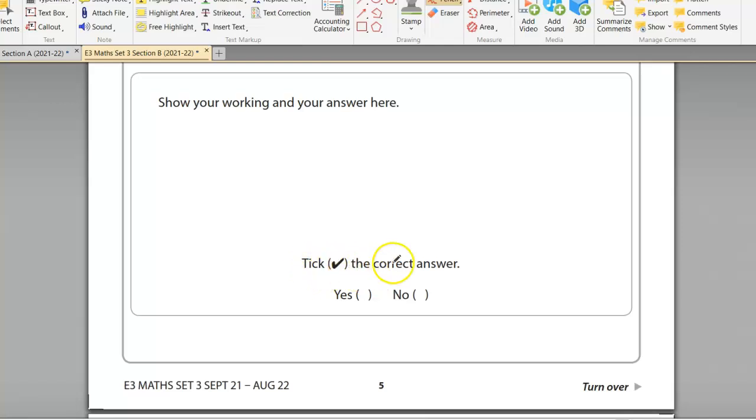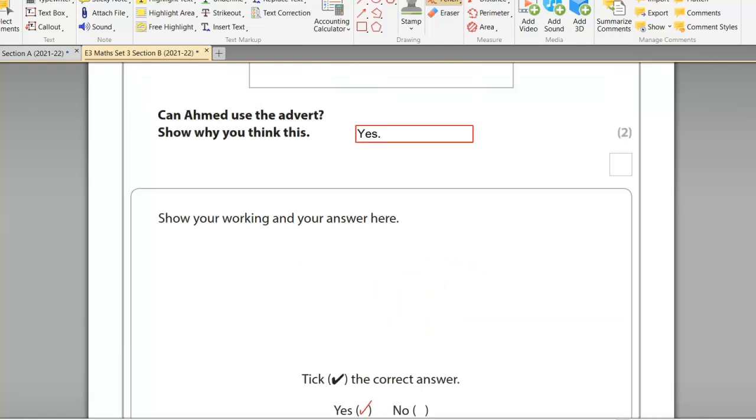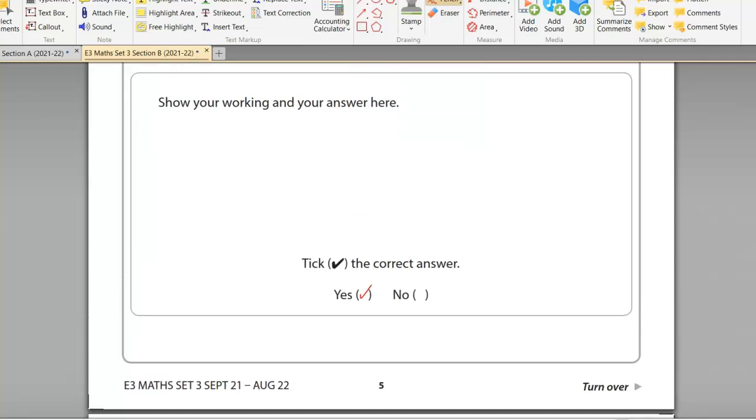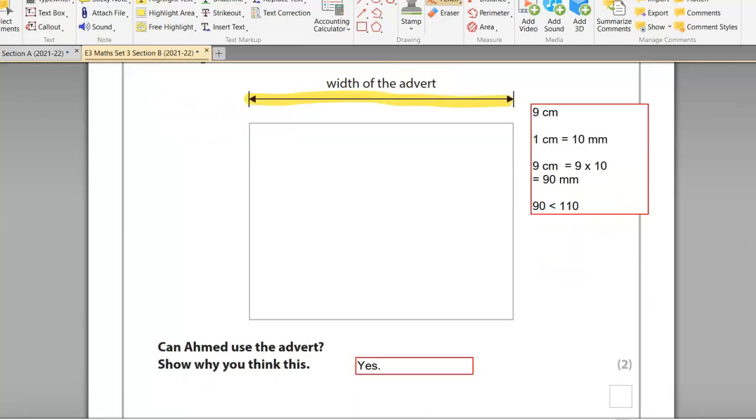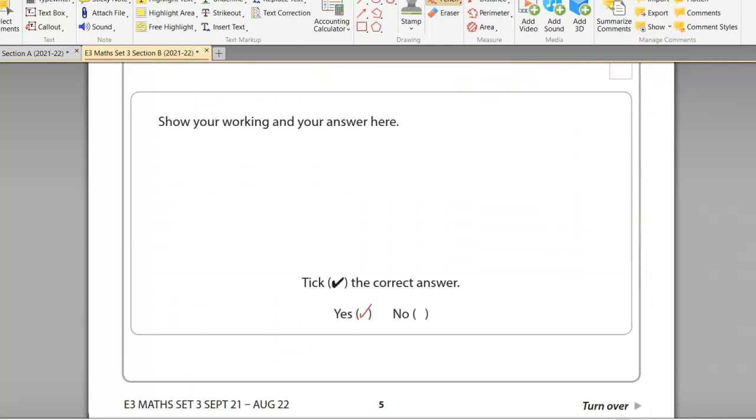So down here where it says tick the correct answer, you must make sure you tick where it says yes in that bracket there. If you don't tick there where it says yes, you will lose a mark. Okay, so that was question 5. We will look at question 6 in the part 2 video.